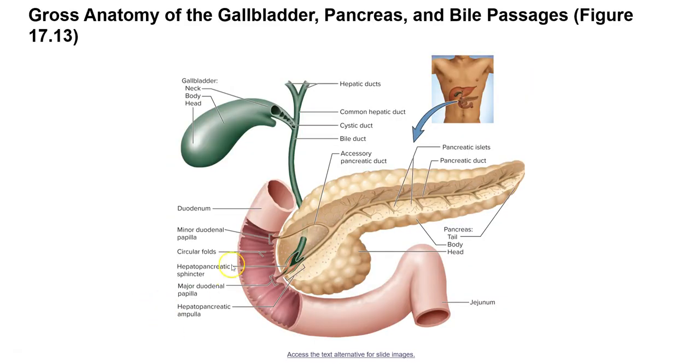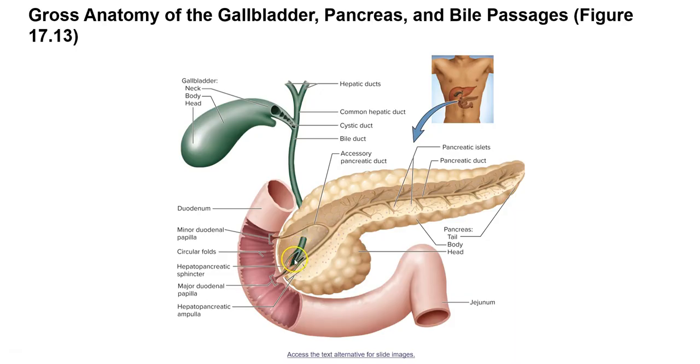So now let's take a look at the pancreas here and the gallbladder. So in this image, you can see the flow of bile. As bile is produced by the liver, it's collected by these hepatic ducts, and those will merge to form what's called the common hepatic duct, which you can see merges with the cystic duct from the gallbladder. And those 2 together will end up forming the bile duct, which will carry this bile down to the duodenum.